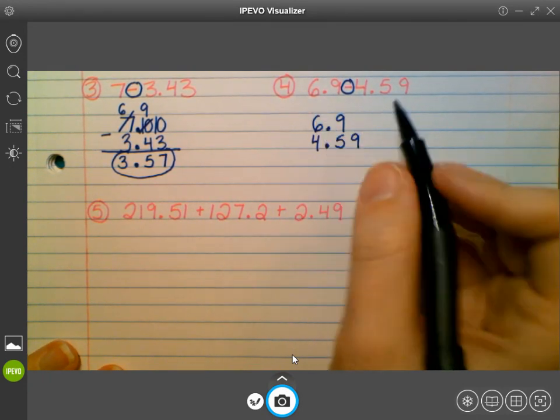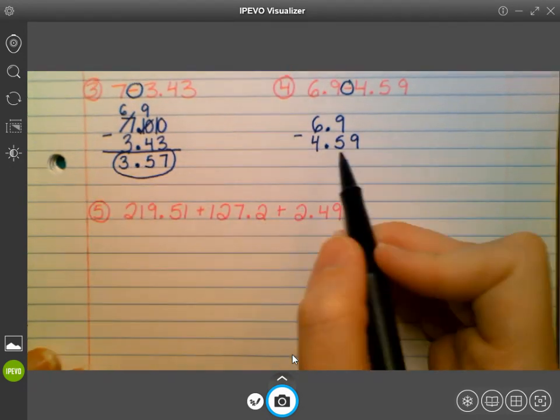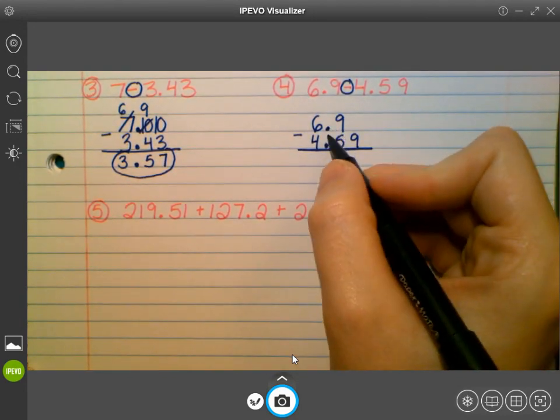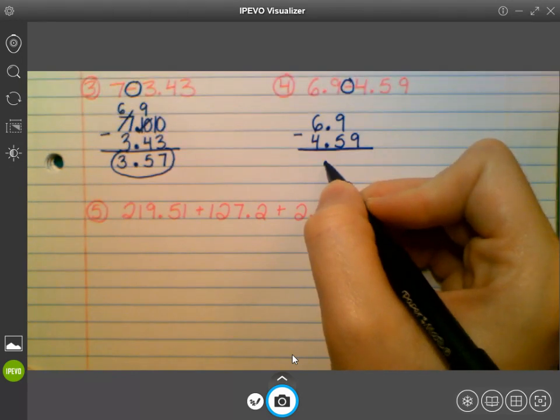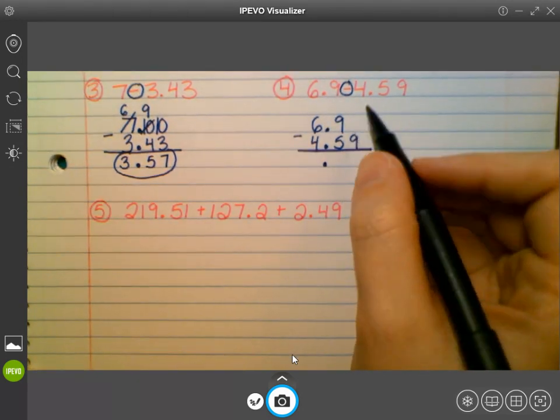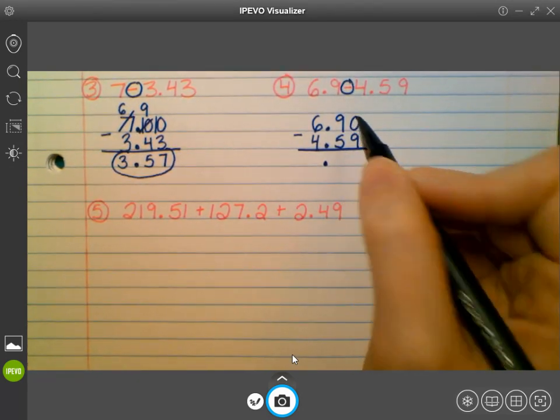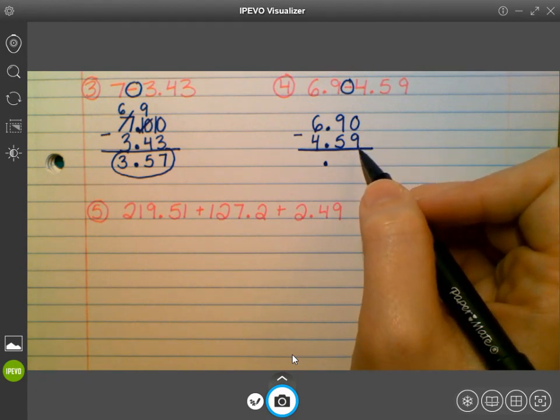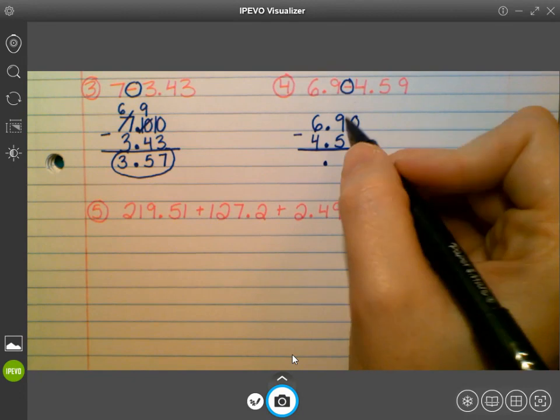Then I'm going to write my subtraction sign and my line across the bottom. I've lined them up. Now I need to drop down the decimal point and fill in any spaces. So I have one space, put a 0. Now I'm ready to solve. Can I do 0 minus 9? No. So I have to borrow from the 9 next door.